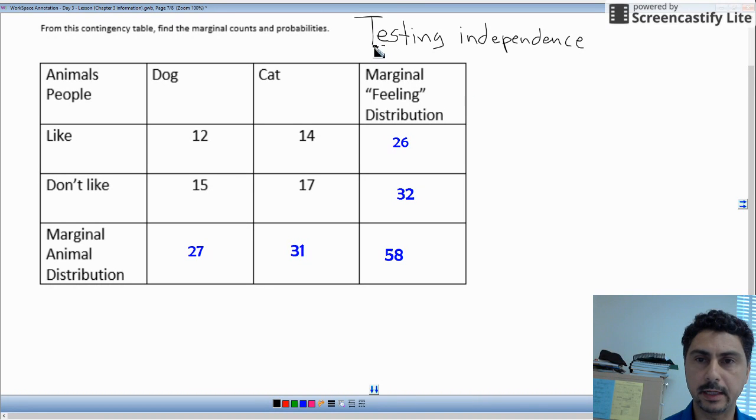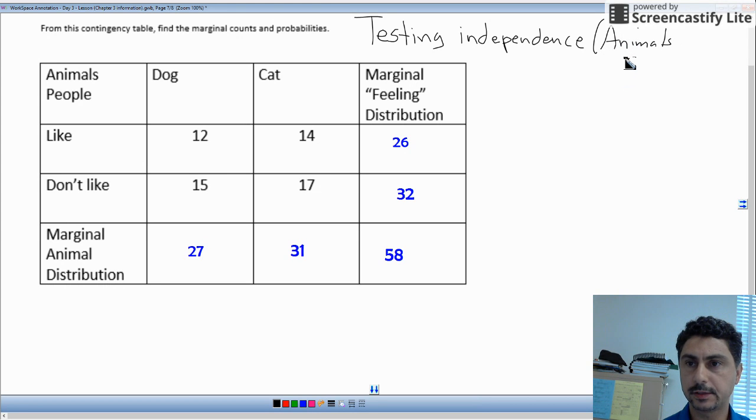What this video is about is testing independence in a two-way table structure. In this case, we're talking about animals versus whether you like or don't like. So I'm just going to call it feelings. Feelings about the animals in question.